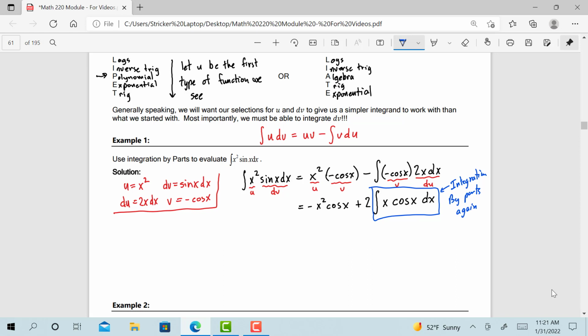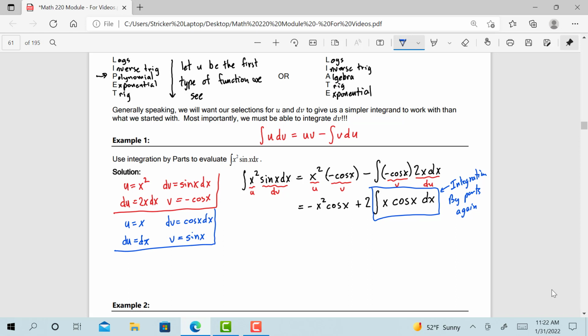So we did it the first time, we're going to do it again. Again, we're going to let the polynomial function be our u, so u is going to be x this time, and that leaves dv as being cosine of x dx. So what would du be? Think about that for a second. du would be the derivative of x, which is 1, times dx, so we can just say it's dx. And then what would v be? Yep, take the antiderivative. So the antiderivative of cosine is sine.